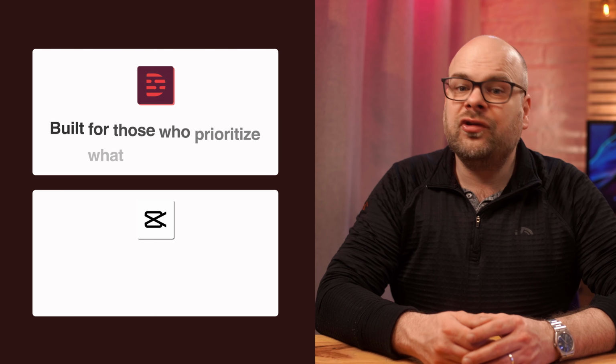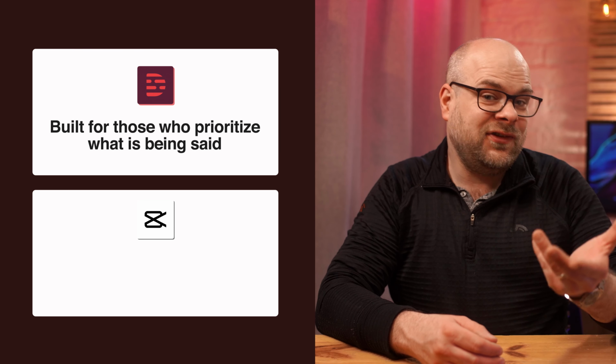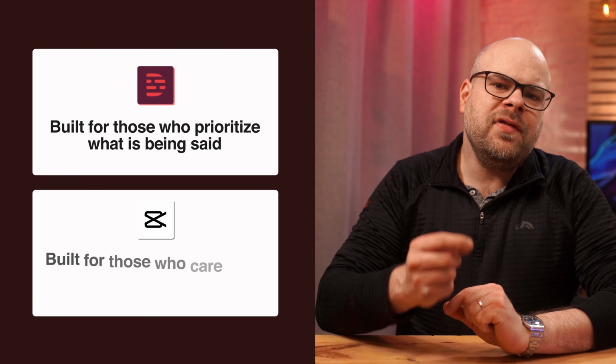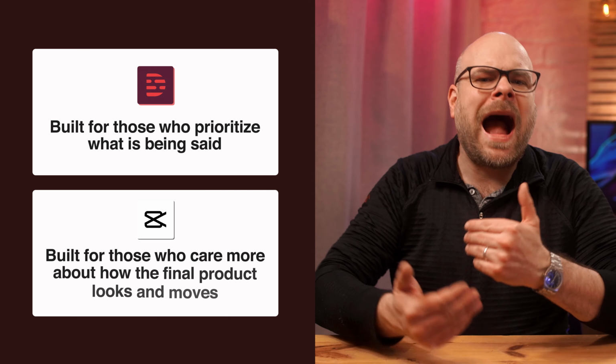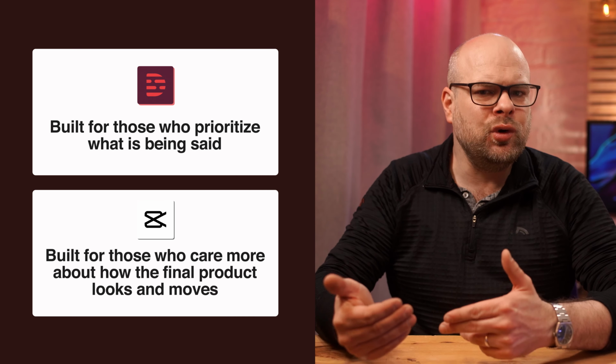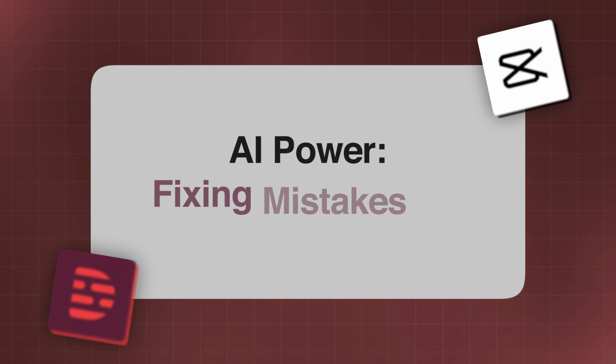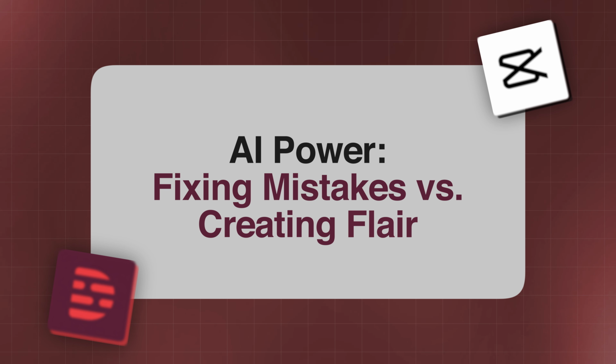Descript is built for those who prioritize what's being said, while CapCut is built for those who care more about how the final product looks and moves. AI power, fixing mistakes versus creating flair. Descript and CapCut both use artificial intelligence to make editing faster, but they focus on solving different problems.